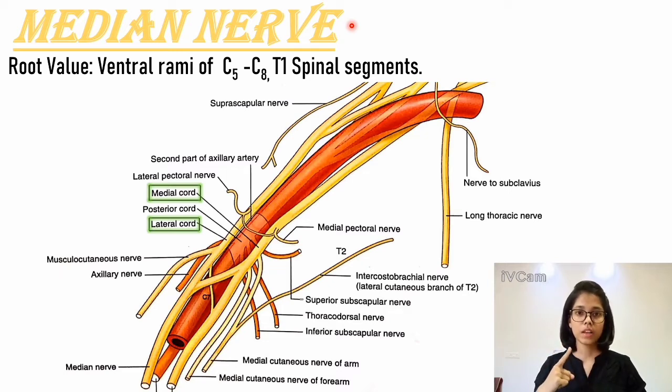Today I'm going to address the topic median nerve under four headings: root value, course, branches, and lastly the clinical aspect. So, root value of median nerve is ventral rami of C5 to C8 and T1 spinal segments.